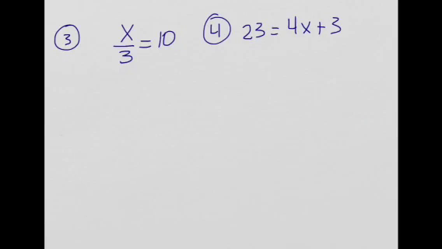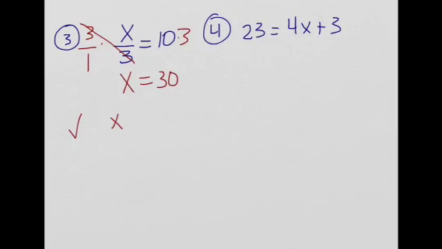Okay. Is the variable on the left? Yes, it is. Is the variable first? Yes, it is. Is it by itself? No, it's not. We can't zero pair because there is no plus or minus, so we're going to go right into opposite operation. The math operation here is division. The opposite of division is multiplication, so we're going to multiply both sides by 3. This is going to cancel out, so we have x is equal to 30.